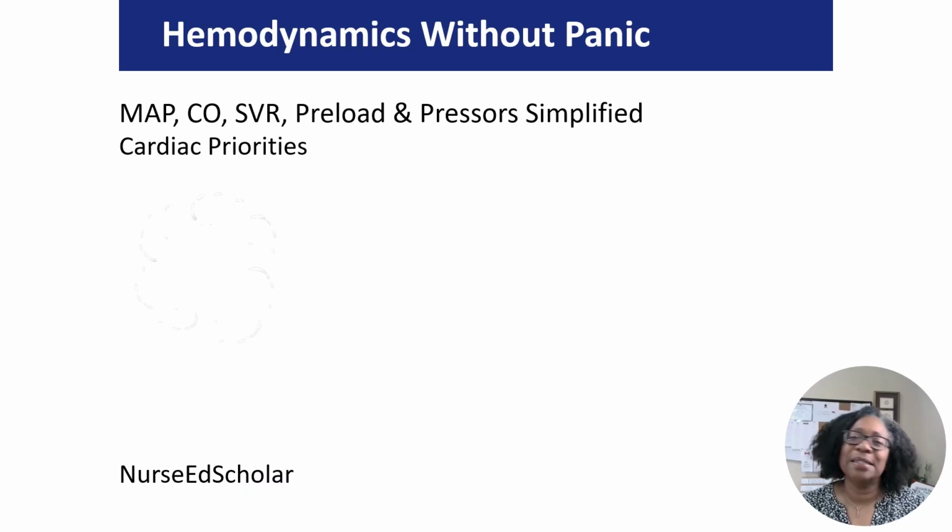So today in the cardiac series, we're going to talk about hemodynamics. Okay. So when you get to the NCLEX and you see MAP or cardiac output, preload, afterload, wedge pressure, and the word pressors, I don't want you to immediately freak out. Okay. I don't want you to think, man, I should have paid more attention in my ICU lecture. I want you to stop. I want you to calm down because you're not alone.